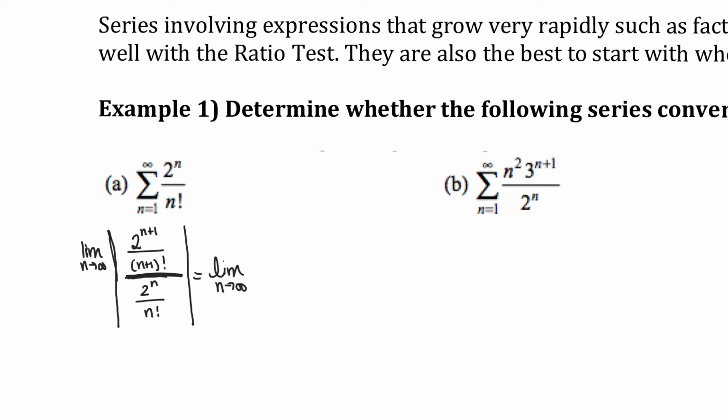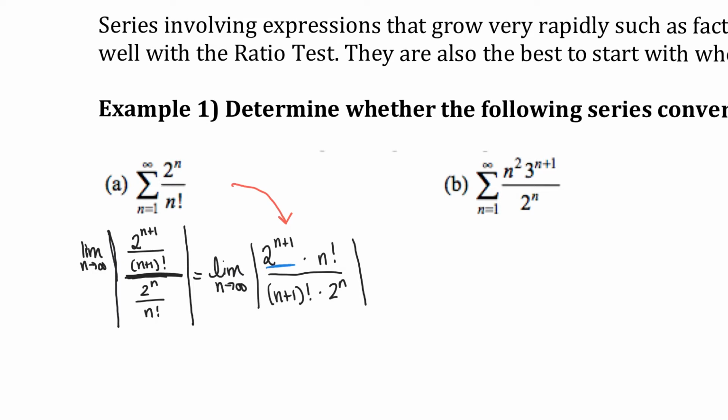So now when I clean this up, this becomes 2 to the n plus 1 times n factorial all over n plus 1 factorial times 2 to the n. And a lot of the time, I'm going to go straight to this step right here. I'm going to bypass this first step. I'm probably going to do that starting in the next example. So then let's look and see how this cleans up.